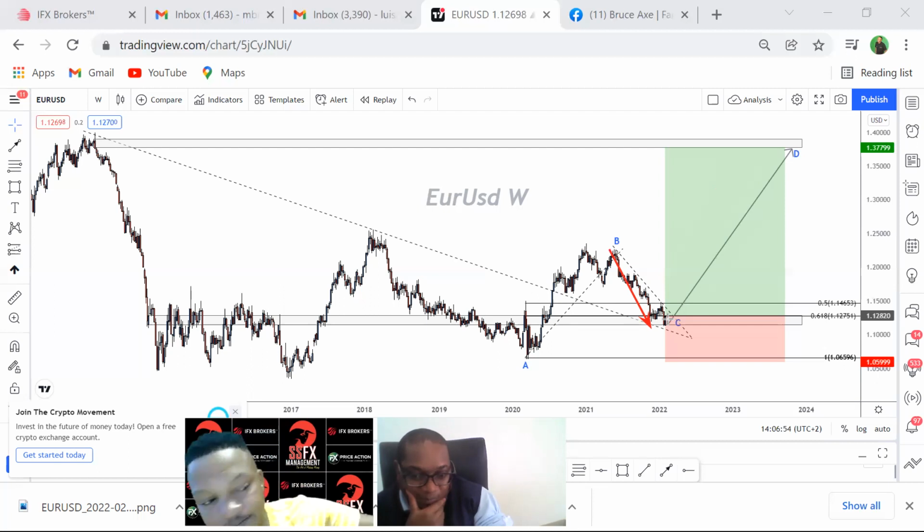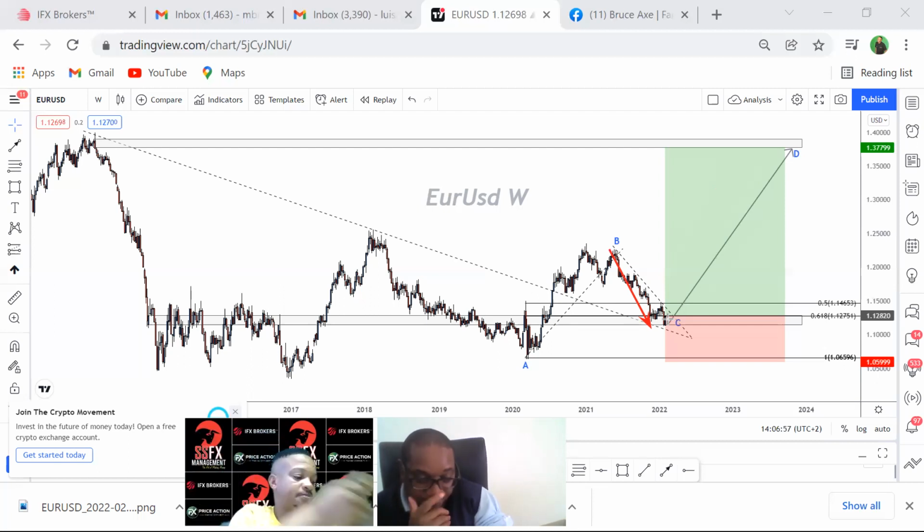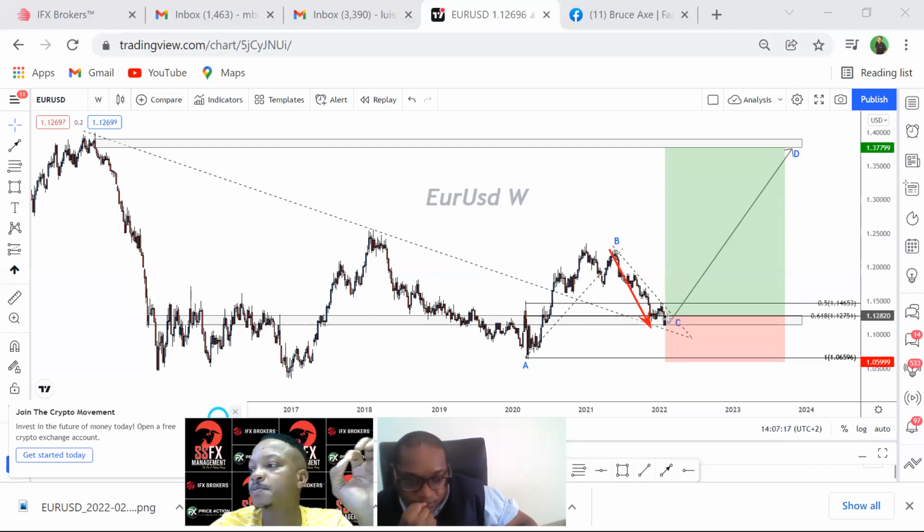I've read about this supply zone, but how do you find the supply zone? Supply and demand zone. Like, man, we just talked about that now. First thing you check, since when did price reach that level? Since when did price touch that level? That's the most important thing.